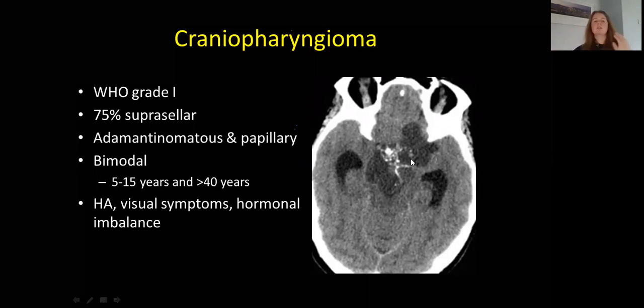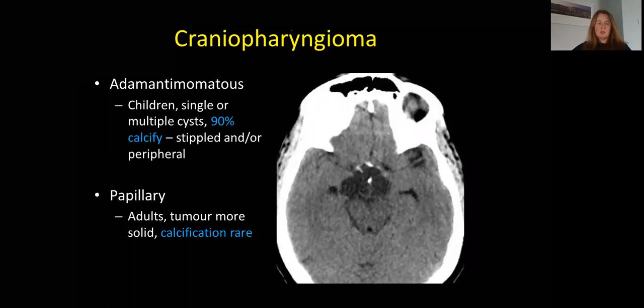Now you have two different types, adamantinomatous and papillary, and the distribution of this is bimodal. So your age here is important. If you've got a teenager with this, you're going to say, okay, it's an adamantinomatous craniopharyngioma. These patients also, combined with the location and imaging appearances, will have visual symptoms and hormonal imbalance if you actually check the pituitary profile. So the clinical symptoms are also important when you're trying to decide what these lesions actually are. So the kids get the cystic lesions, and the cyst doesn't have to be one single cyst. It can often be a multi-lobulated cyst, and it can be multiple cysts.